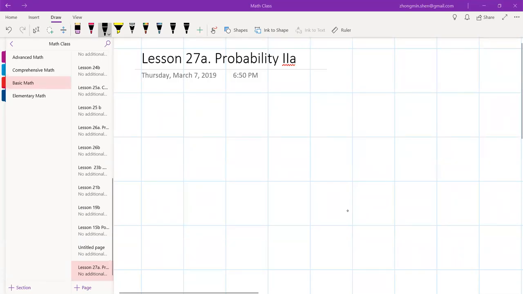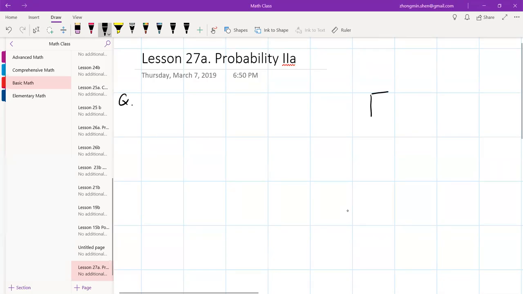Right, so I'm going to discuss the following problem first. Okay, we have three pieces of paper labeled with A, B, C, drawn from a box, one by one. What is the probability of drawing A first? So that's the question.